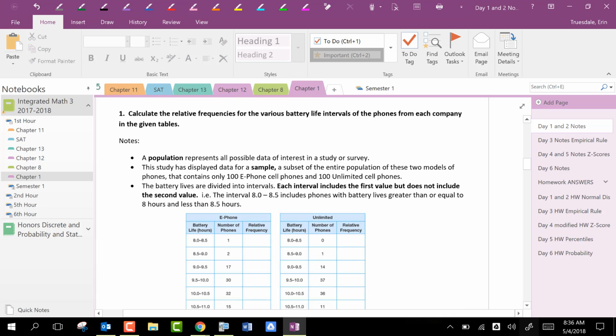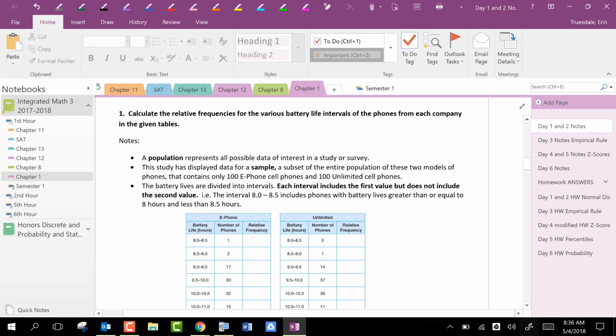Calculate the relative frequencies for various battery life intervals of phones from each company in the given tables. Okay, and this is just a couple of vocab terms. A population represents all possible data of interest in the study. Okay, all possible data. This study has displayed data for a sample, which is a subset of that entire population. So if we wanted to do an experiment on all the students at LTHS, all the students would be the population, and then maybe I'm just going to sample you guys. You would be the sample, okay?